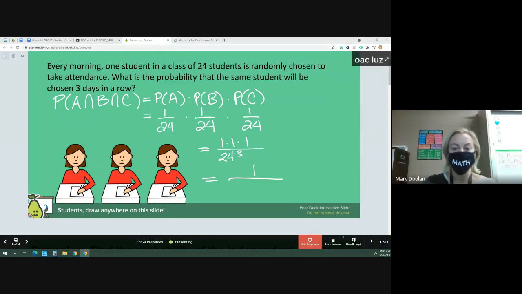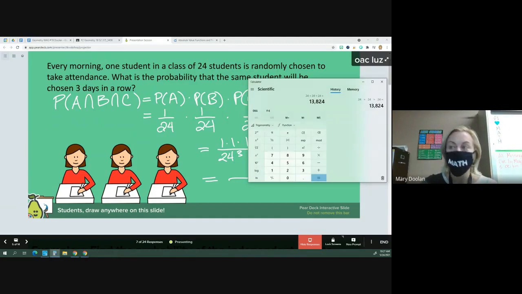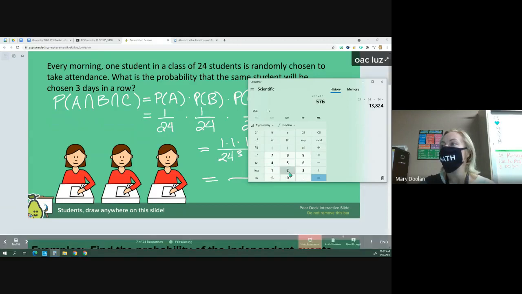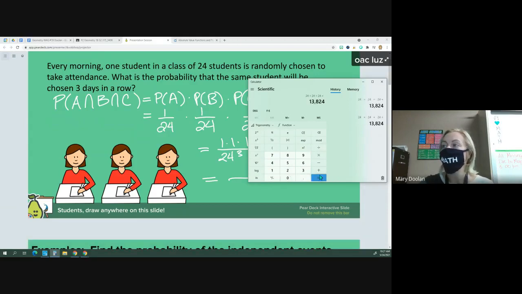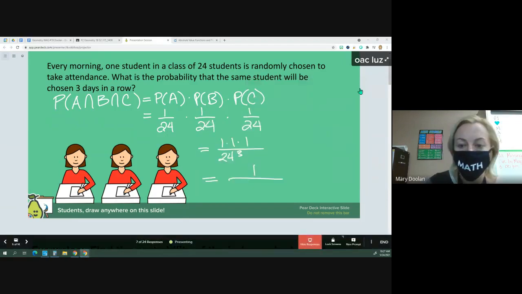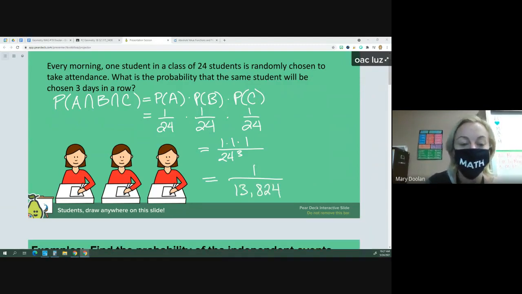1 times 1 times 1 is 1. And then 24 times 24 times 24 equals 13,824. So that's the probability that we're going to pick the same student 3 days in a row to take attendance. That's very unlikely. 1 out of 13,824.